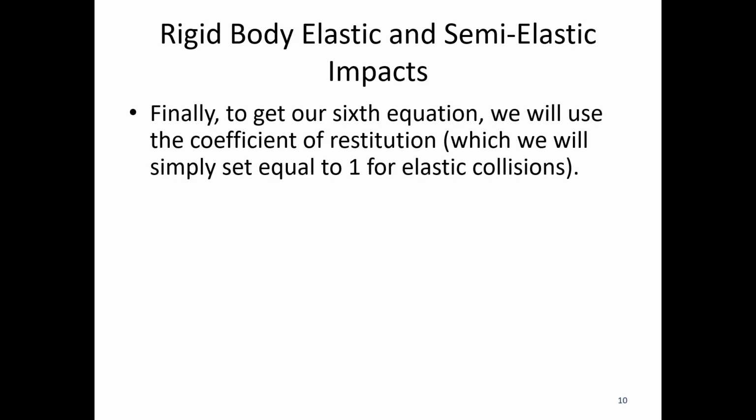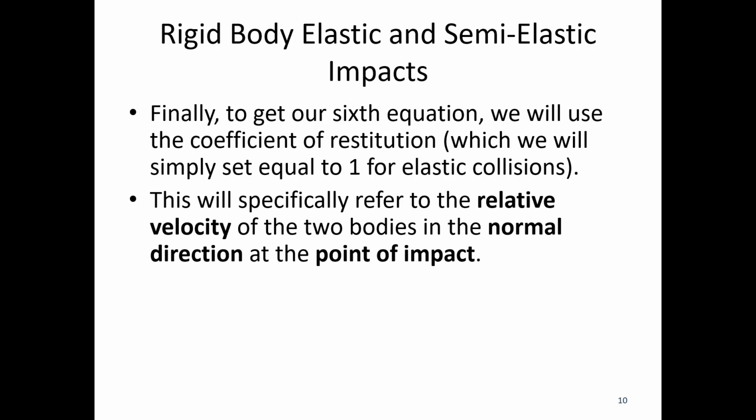And for our final 6th equation, we're going to use the coefficient of restitution, which is going to be a set number for semielastic collisions, or we just set it equal to 1 if we assume an elastic collision. And this is going to specifically refer to the relative velocity of the 2 bodies in the normal direction. So again, you need to figure out what is the plane of impact. That's your tangential direction. What is perpendicular to that? That's your normal direction. And it's going to be specifically the velocity of the point of impact on these 2 bodies.